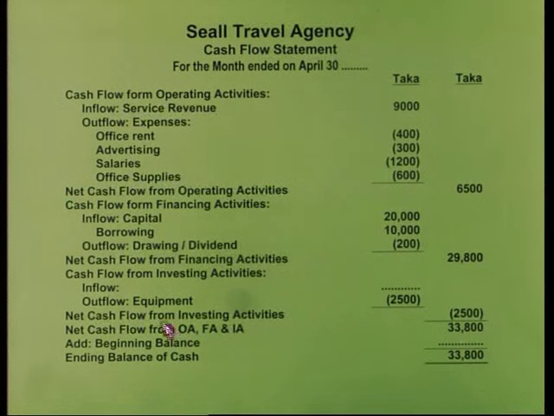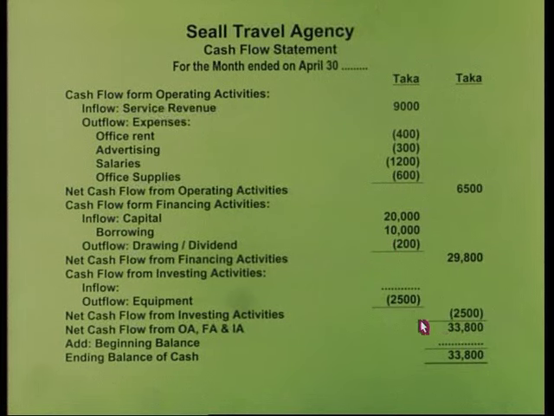Cash flow from investing activity, inflow, there is no inflow from investing activity. For outflow, recall that we have purchased an equipment for 2,500 taka. That is an outflow from investing activity that you can also have from the cash column of the accounting equation. So the net cash flow from investing activity is a negative figure which has been shown within parentheses, 2,500 taka.